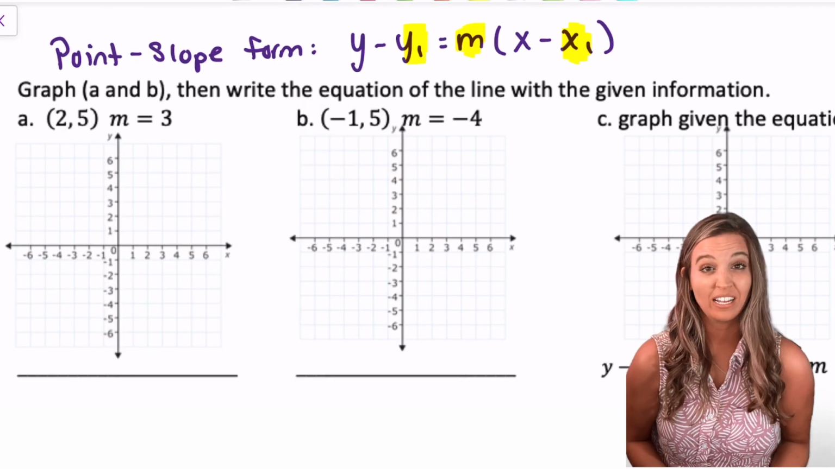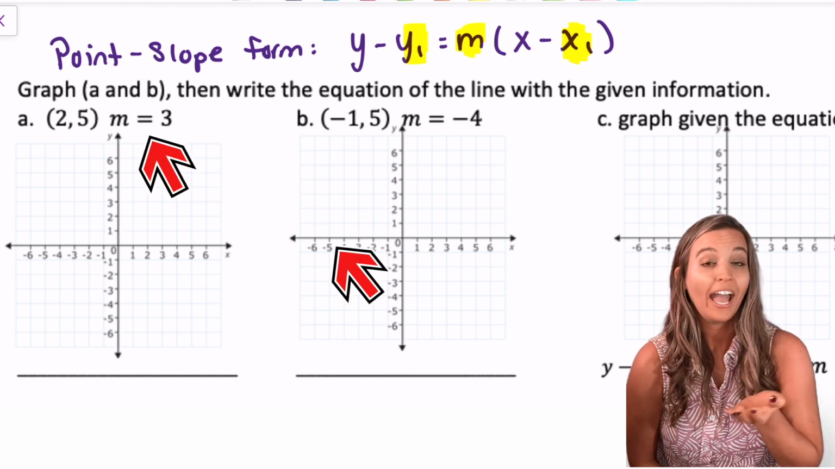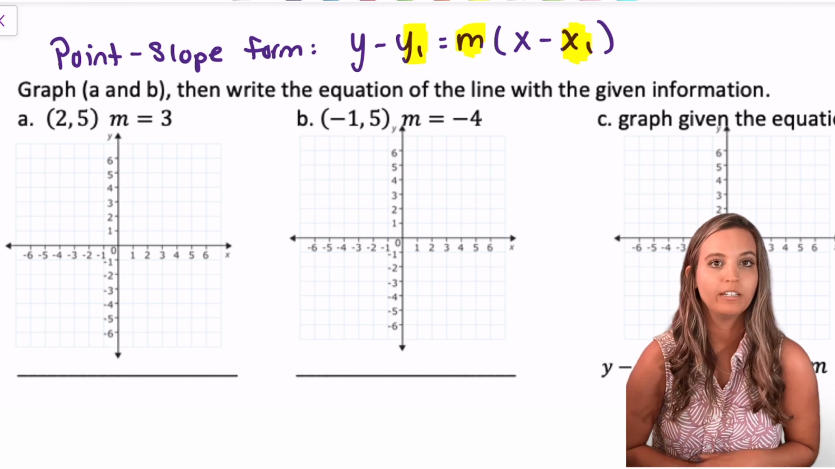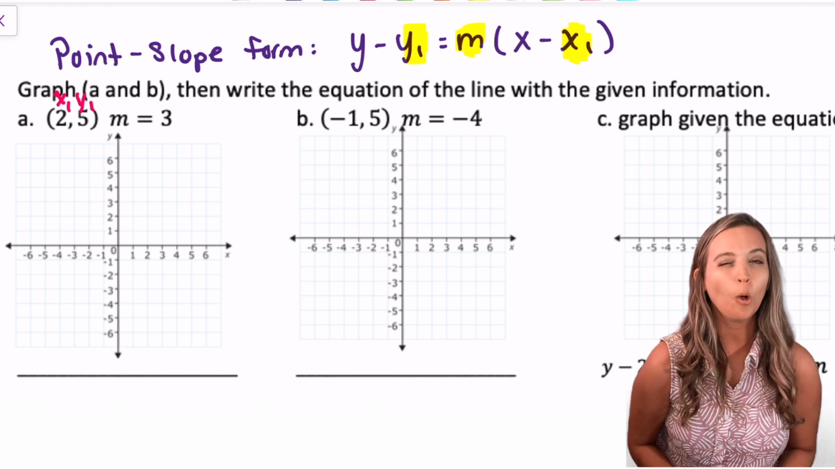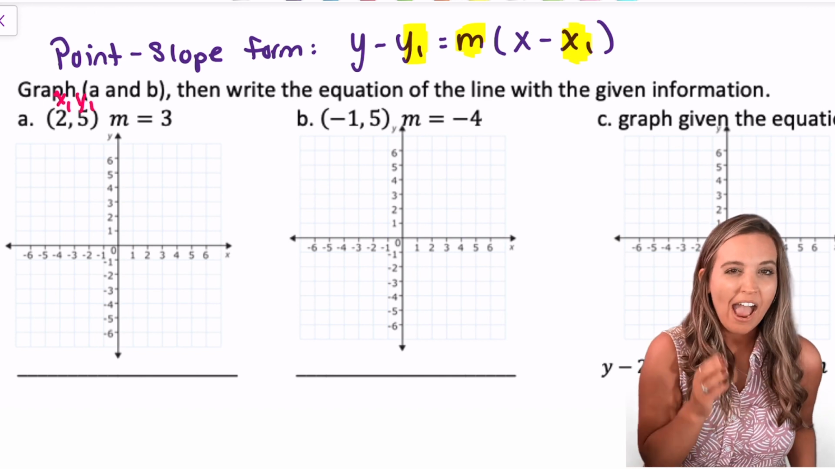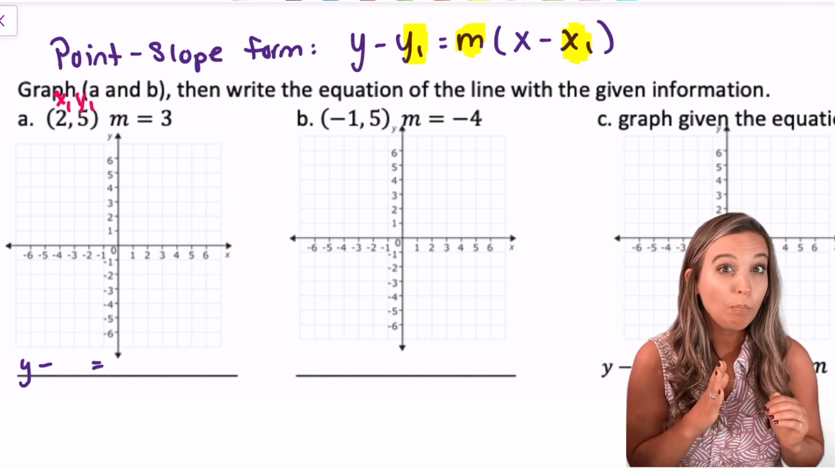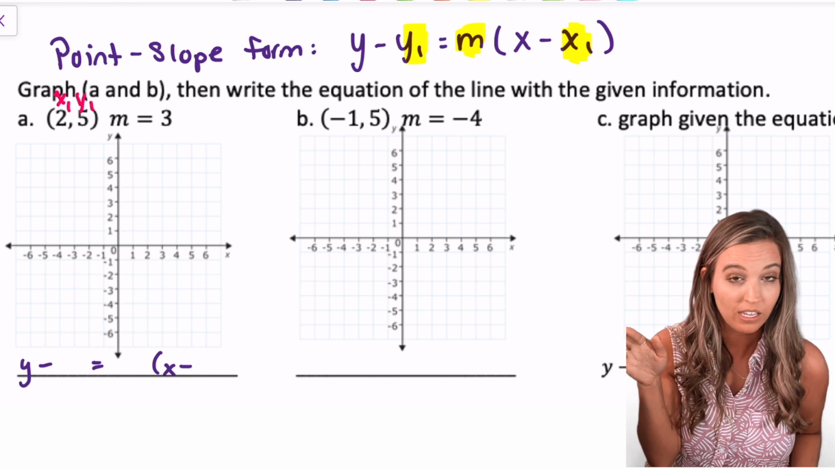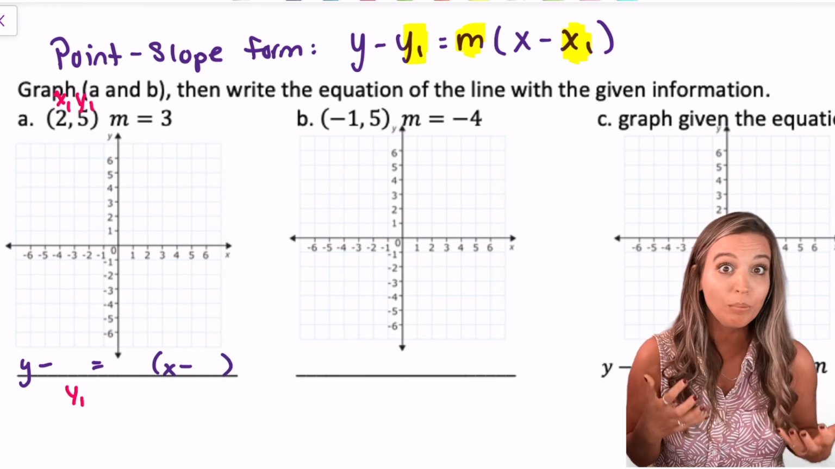Let's practice writing some equations in point-slope form. Here we're given a slope and a point. Always label your points first. X sub 1, y sub 1. Done. Now we can use our point-slope form as almost a skeleton. Everywhere I highlighted, I'm going to leave blank. So I'm going to write y minus blank equals blank times x minus blank. Now, all I have to do, since I have a point and a slope, is fill in the blanks.